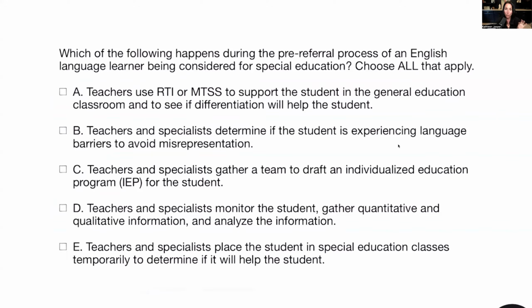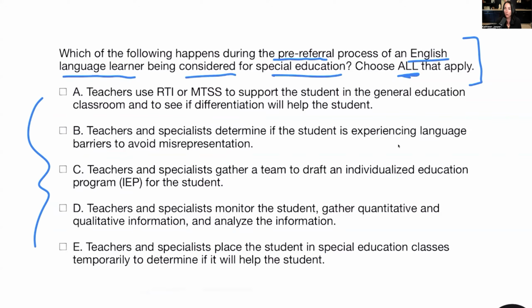Now, normally I would tell you to work backwards and read the answer choices first, but this is a choose all that apply. And I need to have an understanding of the question stem at least. And I can see that this right here is relatively short. So I'm going to read the question first, even though normally I say read the answer choices first. Let's have a look. Which of the following happens during the pre-referral process of an English language learner being considered for special education? Choose all that apply.